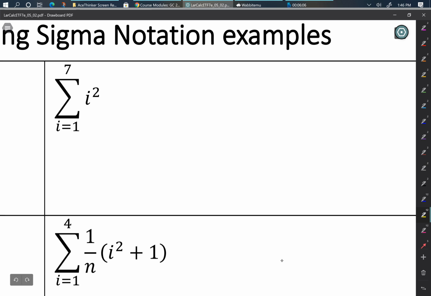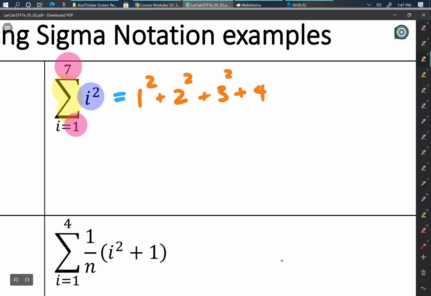I know I'm doing a summation. I got my summation. I know that I'm starting with 1 and going to 7. I'm starting with the first term and I'm going to the 7th term. And my formula to generate the terms of the sequence is going to be the formula i squared. The nth term formula is i squared. So that means I'm going to do 1 squared plus 2 squared plus 3 squared plus 4 squared plus 5 squared plus 6 squared plus 7 squared, and stop because I have achieved my upper limit.